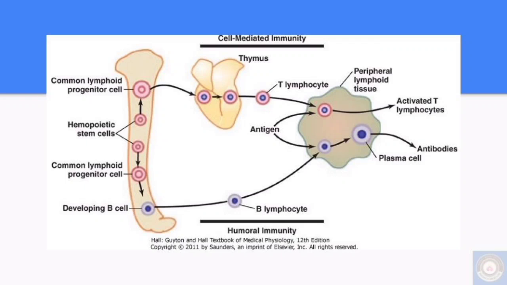Both B and T cells develop from hematopoietic stem cells in the bone marrow. B cells develop further in the bone marrow, whereas T cells develop further in the thymus. Both B and T cells after maturing are still called naive B and T cells. Naive as in they have not encountered antigen yet. After that, they move towards peripheral lymphoid tissue where they get exposed to the antigen and get activated.